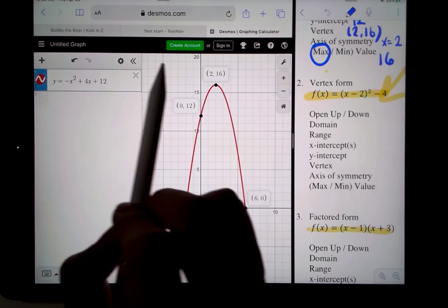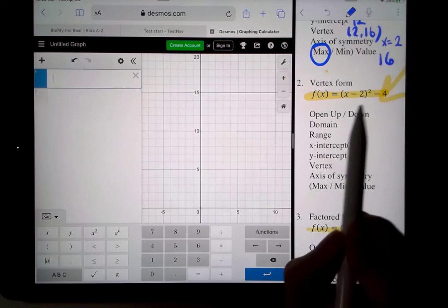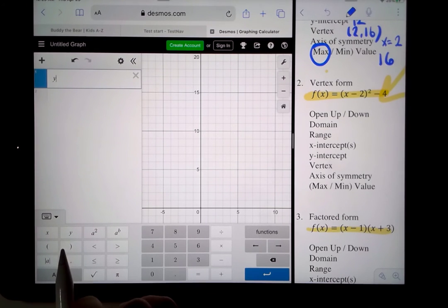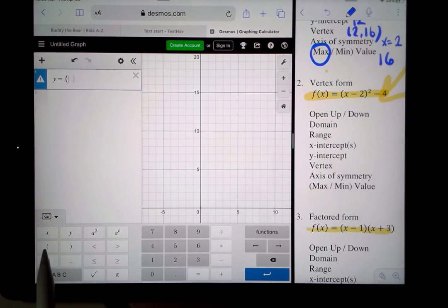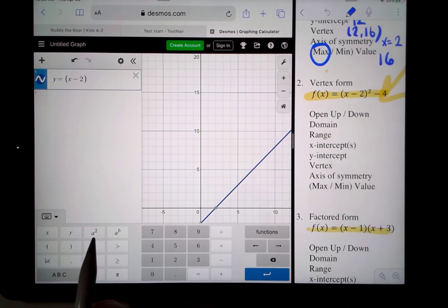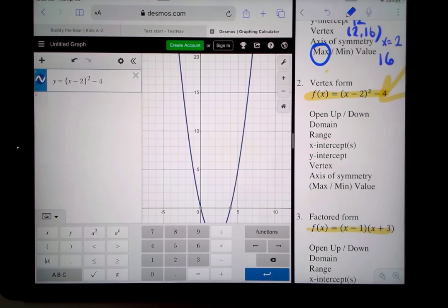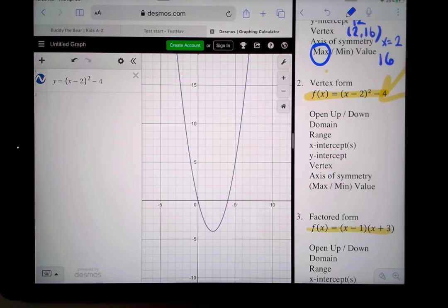And number 2, look, now I have vertex form, right? Doesn't matter, just clear this and then type it again, exactly the same way. So y equals, do you see parentheses? Open x minus 2 close squared. Use this squared, minus 4, like that. So now I got my graph over here, right?